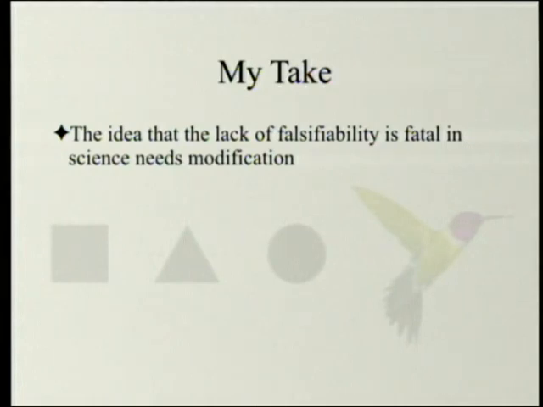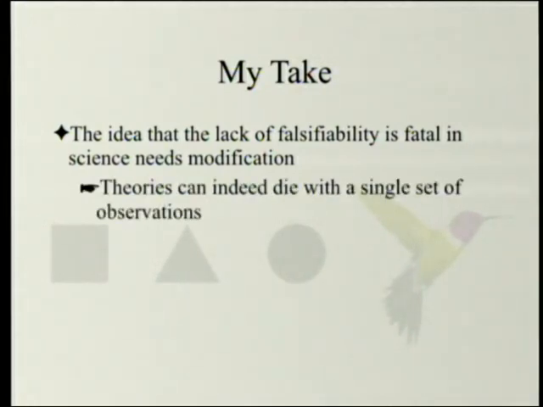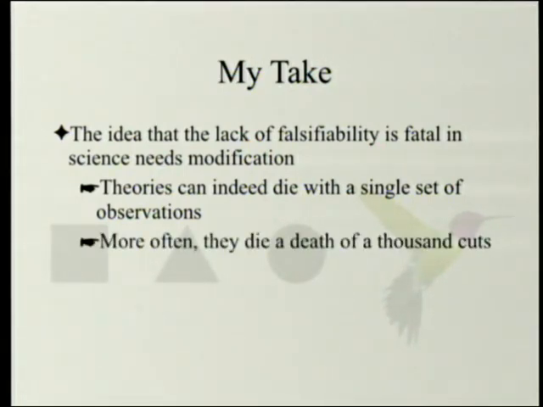The idea that the lack of falsifiability is fatal in science actually needs modification. We find out that falsifiability cannot be applied directly in that regard. Theories can indeed die with a single set of observations, although it is rare. But more often, they die a death of a thousand cuts. You find out they're wrong here, you find out they're wrong there, and pretty soon people don't pay any attention to it.